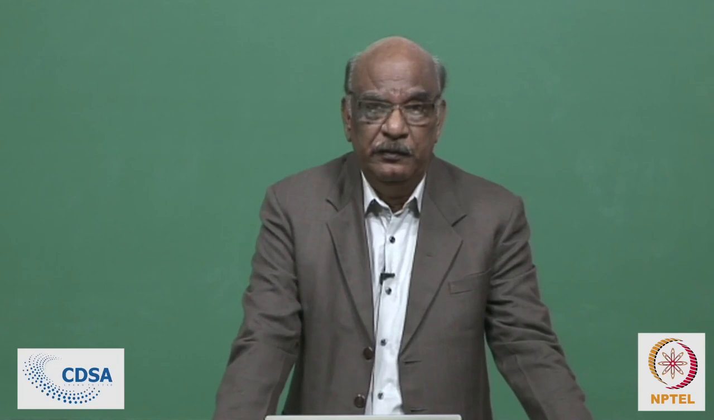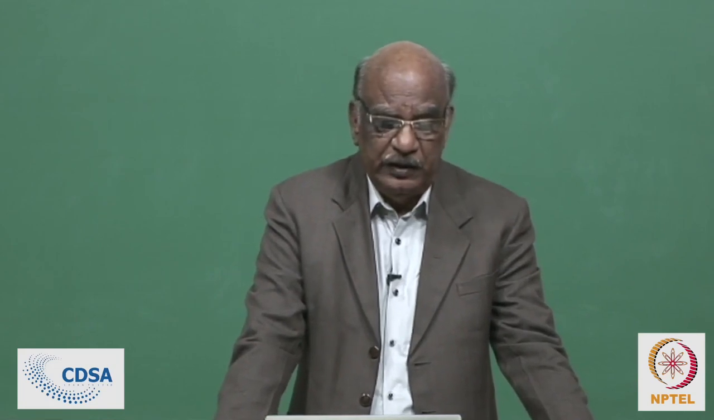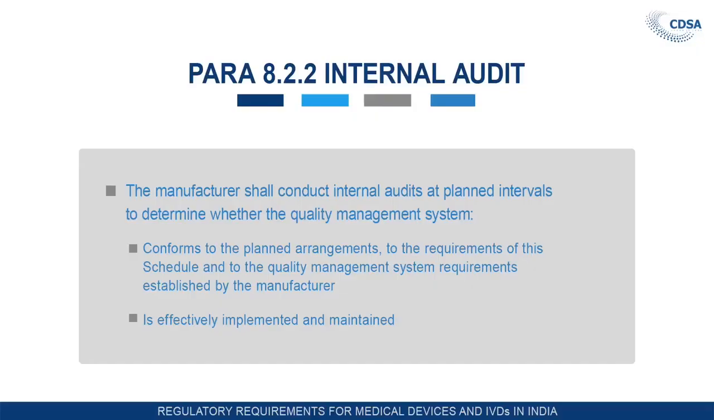Internal audit. Now, what's an internal audit? The manufacturers conduct internal audits at planned intervals to determine whether the quality management system conforms to the planned arrangements, to the requirements of the schedule and to the quality management system requirements established by the manufacturer, and is effectively implemented and maintained. What is internal audit? Internal audit is basically a self-inspection of the plant on its own.